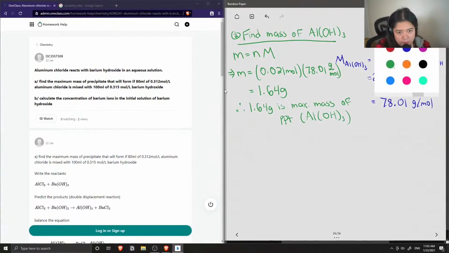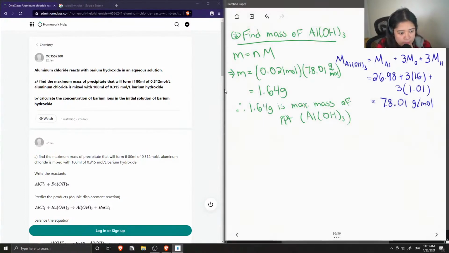Okay, so that was only part A of question 5. So now we have to try to solve part B. Calculate the concentration of barium ions in the initial solution of barium hydroxide. So if we write out just the reaction of barium hydroxide that dissociates into its ions, you get barium 2 plus and 2 OH minus ions.